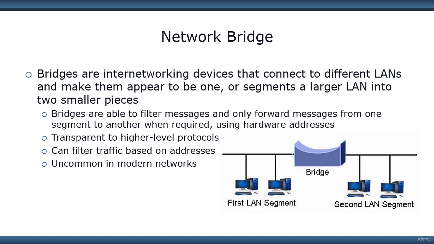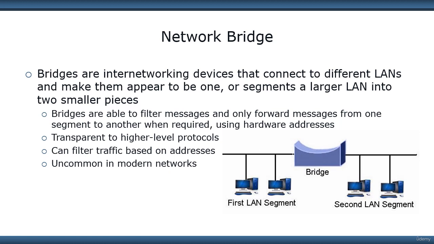So when the bridge gets the packet in that interface, it looks at the MAC address and it says, if the MAC address resides on the first LAN segment, I'm going to leave it there. Okay, I'm not going to do anything. I'm not going to forward this traffic. If, however, the MAC address resides on the second LAN segment, then I will selectively forward that over to the LAN segment. Bridges are at layer 2.